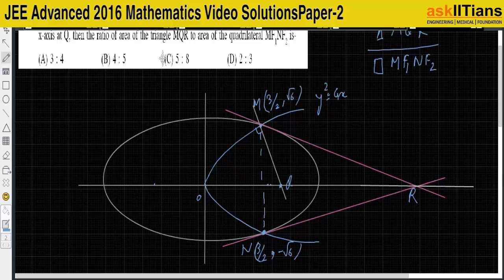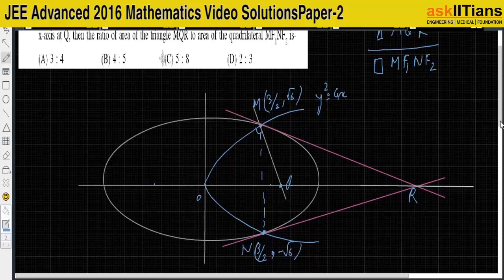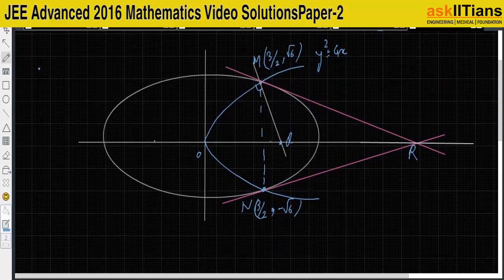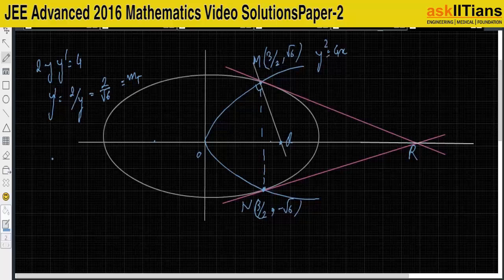Now, let's find out the coordinates of Q and R first. If I write the equation of the normal at M to this parabola, I differentiate: 2y y' = 4, so y' will be 2 by y. The y coordinate is root 6, so 2 by root 6 is the slope of the tangent. So what will be the slope of the normal? Minus root 6 by 2.